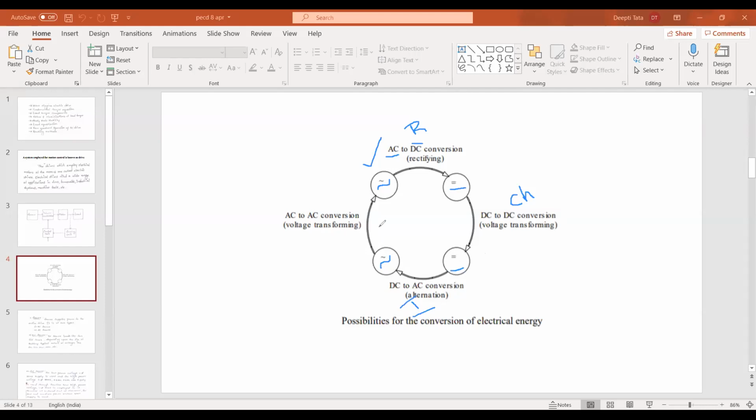That means AC to AC, that is 230 to 100 volts, like that. So what is AC to AC conversion? Cyclo converter. Either cyclo converter, or is there any other converter or not? Regulator, madam. Voltage regulator. AC voltage regulator.